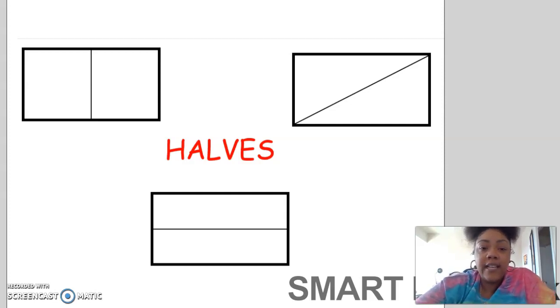So go ahead and take a look at my screen. Here I already drew 3 rectangles. 1, 2, 3. And I went ahead and partitioned, which just means to cut or divide, each one of these rectangles into halves. So let's take a look at this first one. On this part rather, I'm going to write the fraction 1/2.